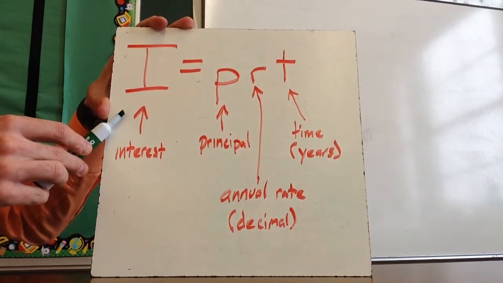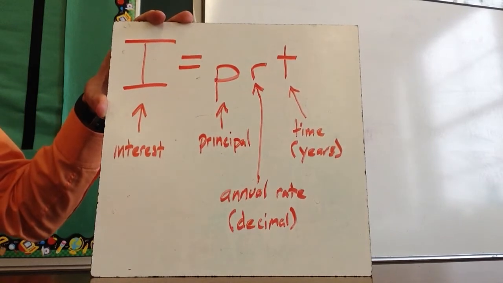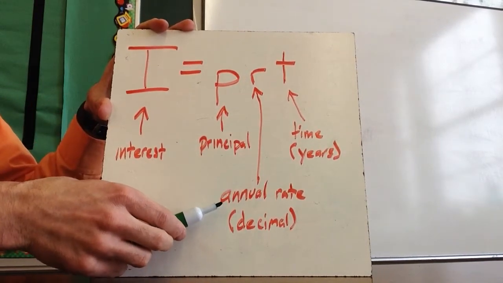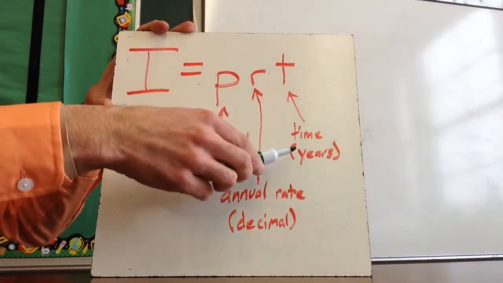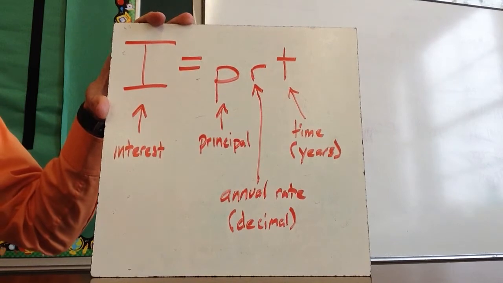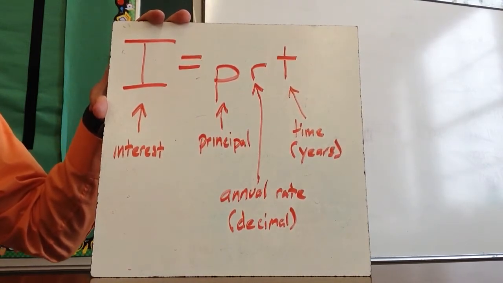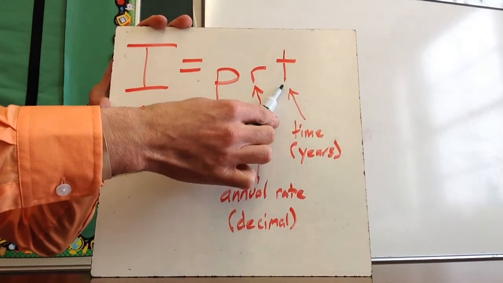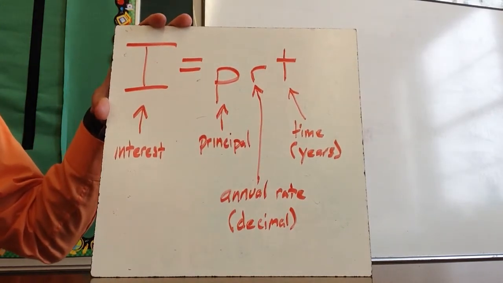I is the interest. P is the principal, so that's the amount that you are borrowing or the amount that you're investing. R is the annual rate, a percentage that is written in decimal form, and then the time is in years. So keep in mind that if you're talking about 6 months, that would be 0.5 years as opposed to 6, right? Because if you put a 6, it's going to mean 6 years. If you mean 6 months, you have to call that half of a year.